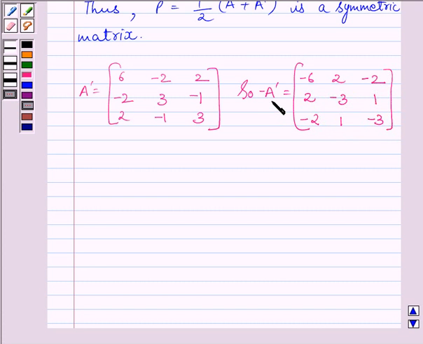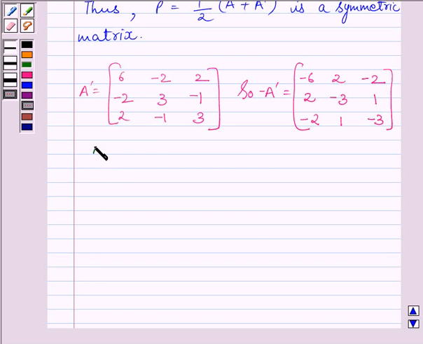To obtain minus A transpose, we multiplied every element of A transpose with minus 1. We know minus 1 into 6 is minus 6, minus 1 into minus 2 is 2, minus 1 into 2 is minus 2, minus 2 into minus 1 is 2, 3 into minus 1 is minus 3, minus 1 into minus 1 is 1, 2 multiplied by minus 1 is minus 2, minus 1 multiplied by minus 1 is 1, 3 multiplied by minus 1 is minus 3. So, minus A transpose is equal to this matrix.